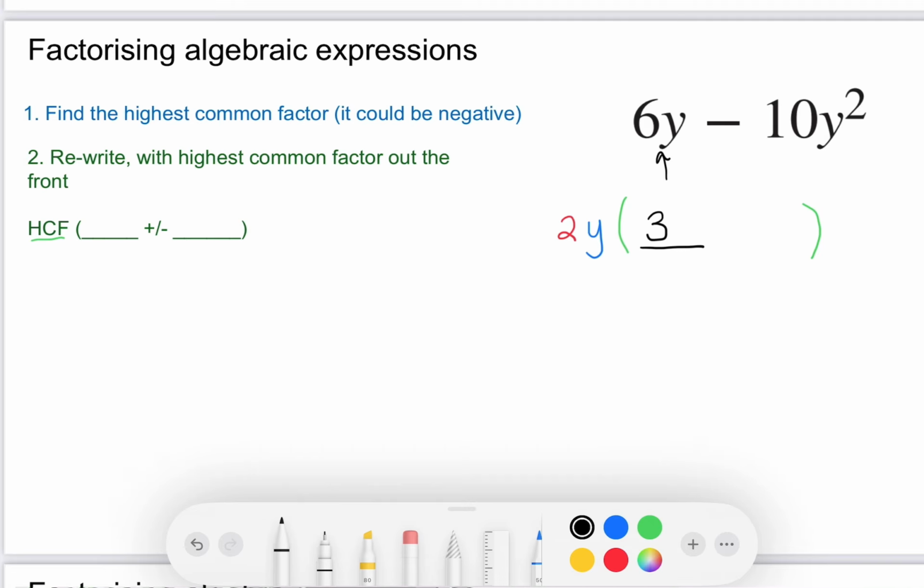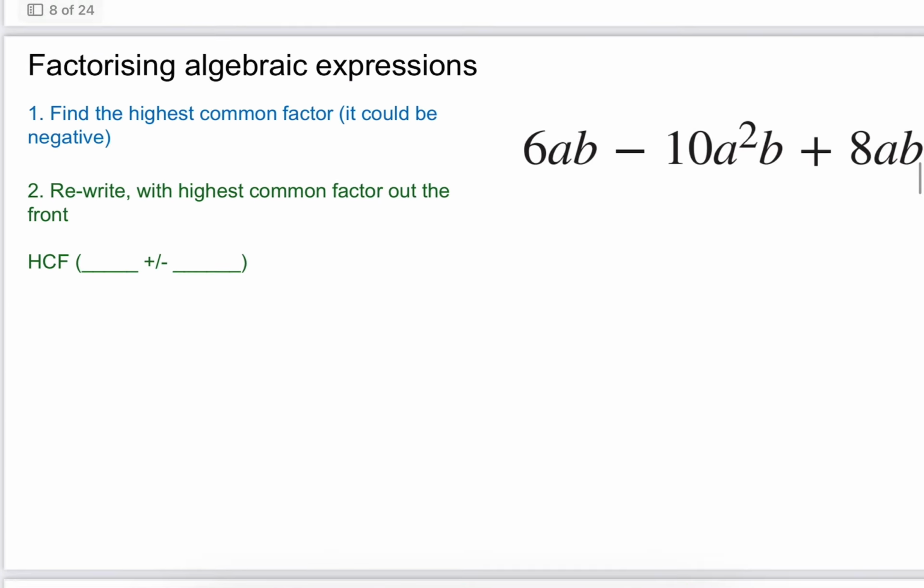Next, I need to think, 2y times what would get me to negative 10y squared. Well, 2 times negative 5 will take me to negative 10. And I've got a 2y at the front. So right now that would get me to negative 10y, but I want it to be negative 10y squared. So I'm going to have to put another y in there. Let's have a look at another example.